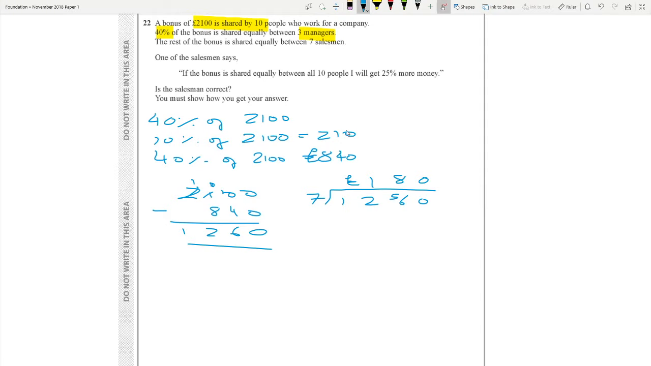Now they claim that if the bonus is shared equally between all 10, they'll get 25% more money. So let's see. If it was shared equally, that would be 2,100 divided by 10, which is £210. So they're correct that they would get more money, and they'd all get £210 each. But is that 25% more? They got £180. Now they're saying that 210 is 25% more than 180. Is that correct?